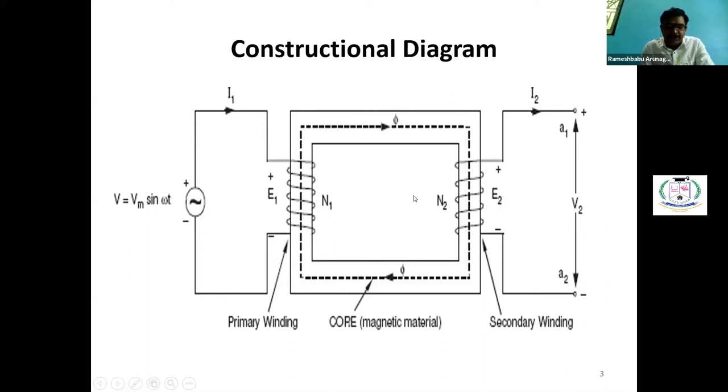So the transformer is the best example of self-induced EMF and mutually induced EMF. There are two induced EMFs: E1 is induced here and E2 is induced here. E1 is the primary induced EMF and E2 is the secondary induced EMF. The primary winding has E1 and the secondary winding has E2. So this is the working principle of the transformer.